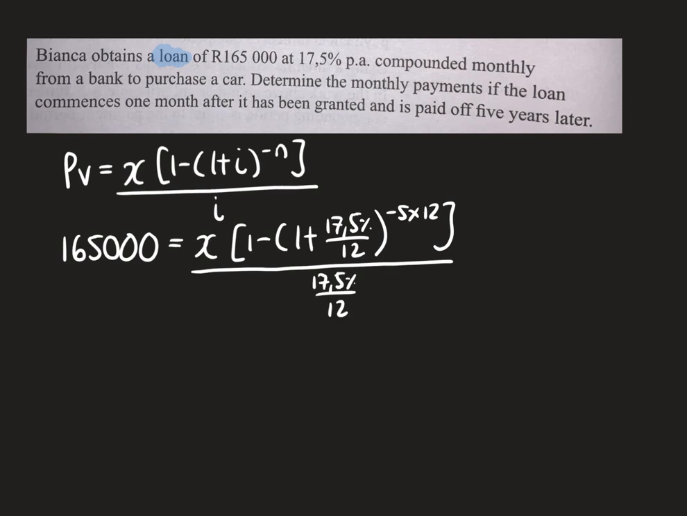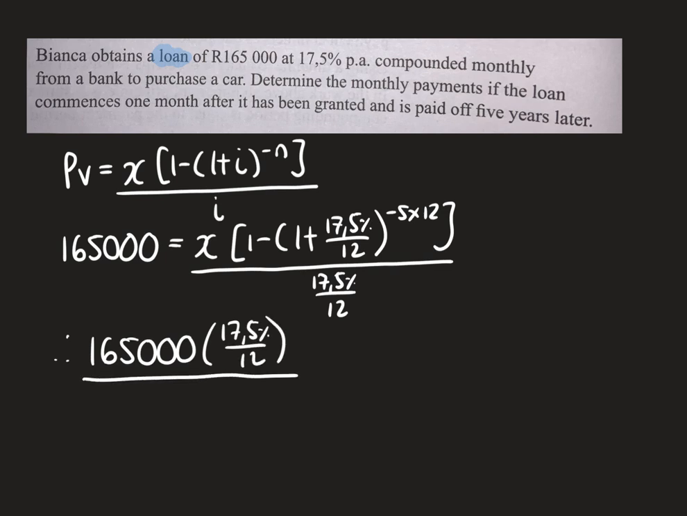17.5% over 12. Now I'm going to do some algebra, and I'm going to make x the subject of the formula. I'm going to leave the 165,000 Rand this side. I'm going to bring the 17.5% over 12 up and times it. Then I'm going to take the big bracket that's timesing by the x and bring it below the fraction, 17.5% over 12 to the minus 5 times 12. That is going to equal my x. Therefore, x is going to equal, and I'm going to put that in my calculator.